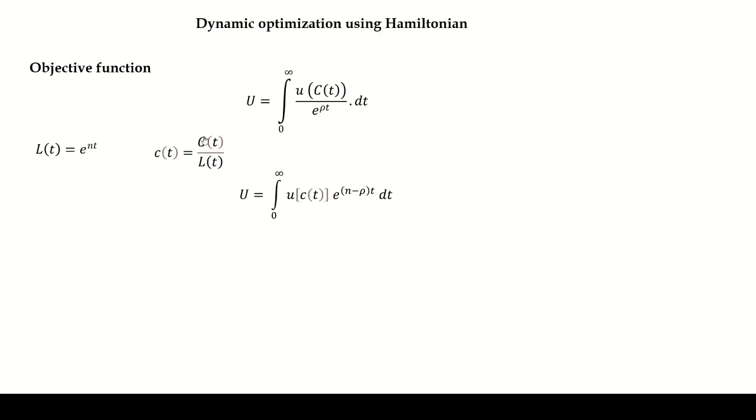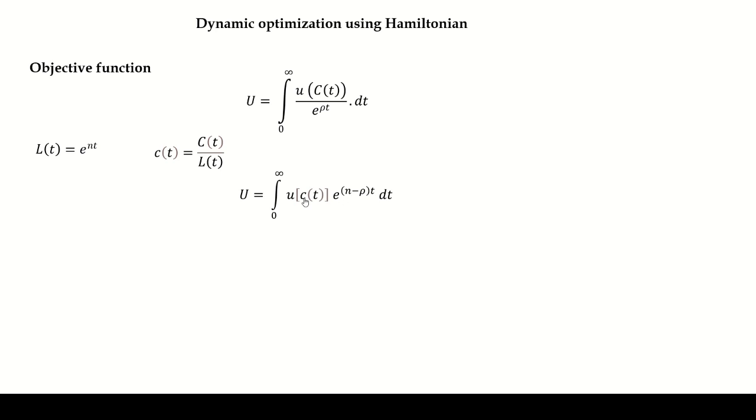So we have small c of t as capital C divided by L, which is per capita consumption, and for L, if we substitute this value, e raised to the power nt, it means that consumption as it is would equal per capita consumption times L. So if we substitute for capital C of t, c of t times L, where L is equal to e raised to the power nt, we will end up with this expression. So we will have this objective utility function, the lifetime utility function for a consumer, and we will use this to set up the Hamiltonian function now.